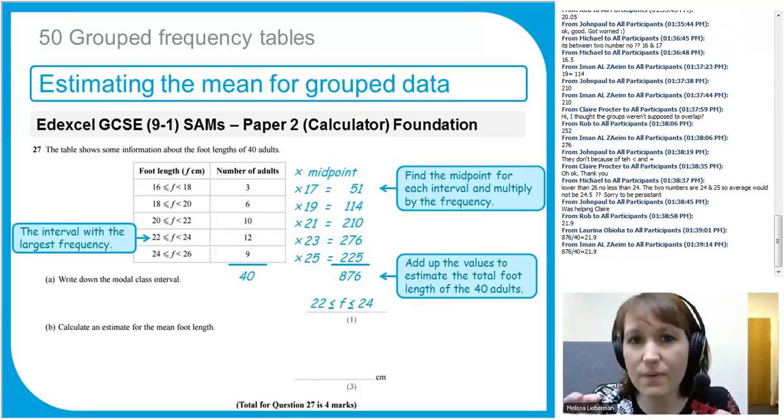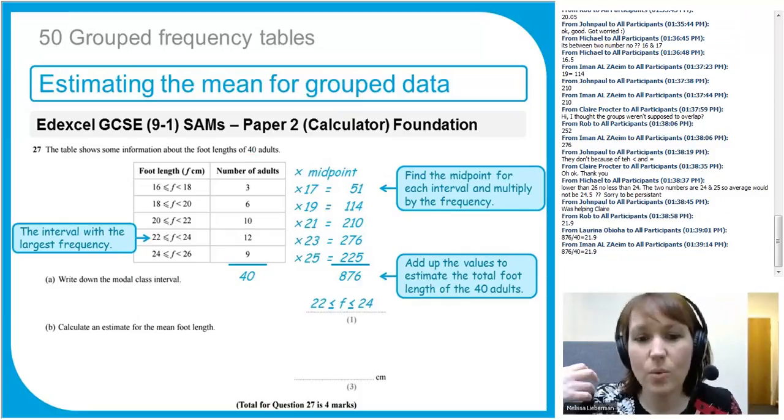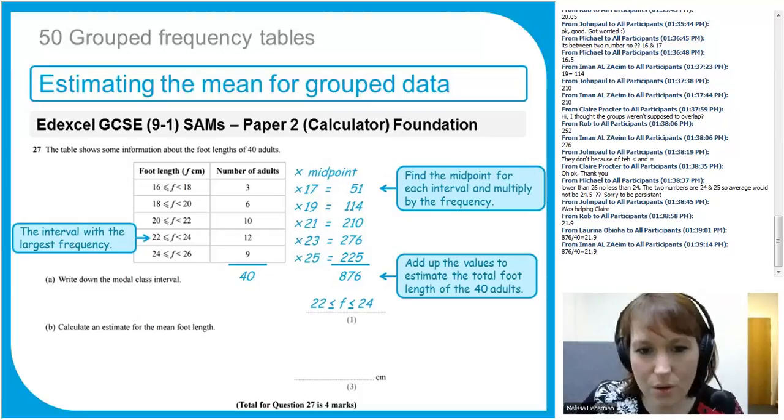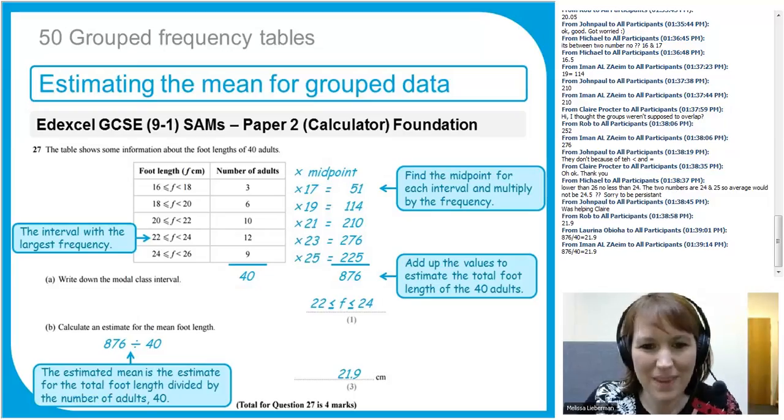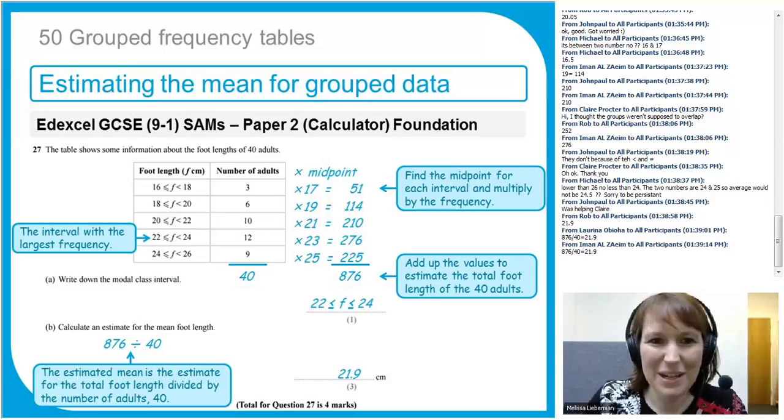So to find the estimated mean, we need to divide the estimated total foot length by the number of people, 40, and that will give us the answer. So 876 divided by 40, 21.9. Perfect. And that's how you estimate the mean from a grouped frequency table. It will probably come up in the exam on one of the 3 papers, I would have thought. So have some practice of that.